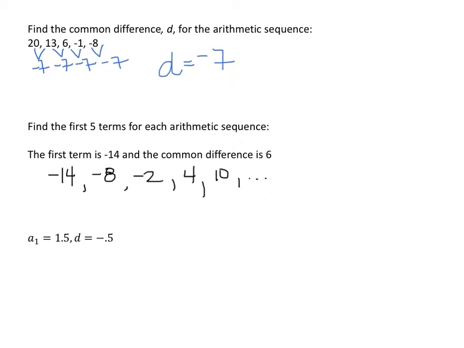The next one, we're actually doing the same thing, but they write this out a little differently. They're saying a sub 1 is 1.5. That means that the first term in the sequence is 1.5. And then it tells us that the difference is -0.5. So what I'm going to do is subtract 0.5 from it, and I find that my next term is 1. And when I subtract 0.5 again, I get 0.5. If I do that again, I get 0. And if I do that again, I get -0.5. So again, the first 5 terms of the arithmetic sequence.